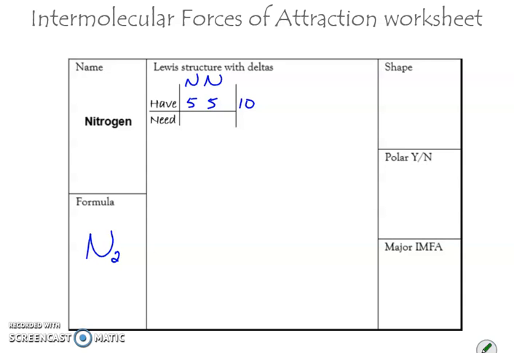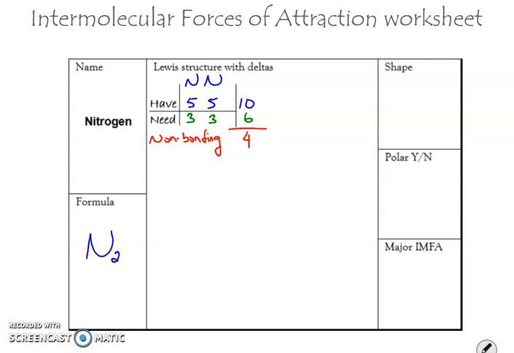When you consider the stable octet, each atom only needs 3 more electrons. Therefore, we're only using 6 of the electrons, meaning we have some non-bonding electrons. We have 10 electrons total, and we're using 6, so that means we're going to have 4 that are left over, which are non-bonding electrons.